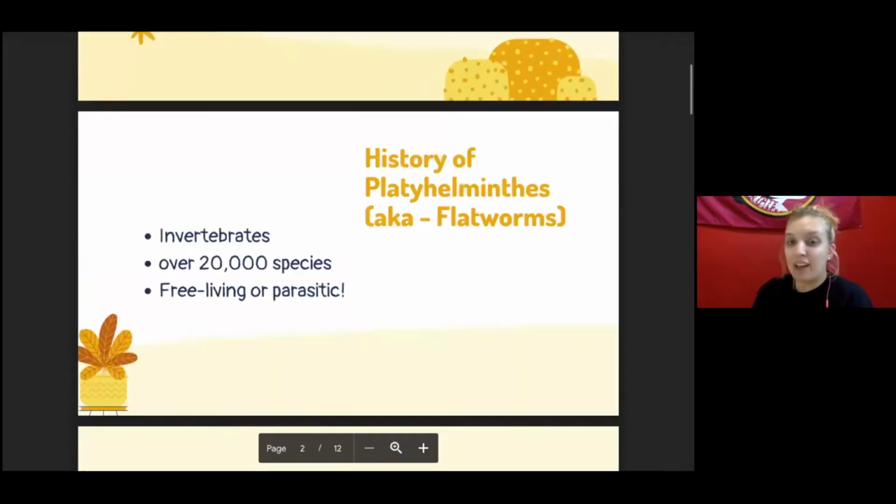All right, so their history. There are around 20,000 different species of Platyhelminthes. They all kind of have about the same look. They belong to 3 different classes, but different species within those classes. They're invertebrates, which means they do not have a backbone or spinal column. And they are either free living, which means they live out in the ocean, in ponds, in fresh water, or they're parasitic, living inside a host.